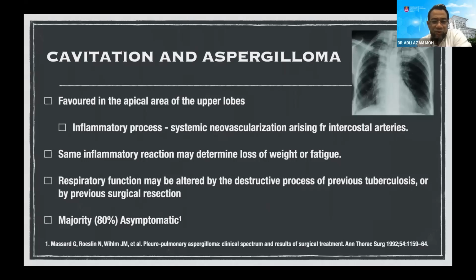And in all these patients, you also have some inflammatory reaction, which is significant, with loss of weight or fatigue. So we deal with patients not just with cavitation and aspergilloma, but patients who are preoperatively malnourished and have a high risk for major surgery. And of course, respiratory function may be altered by the destructive process of previous tuberculosis or by previous surgical resection. That's why in all these patients we have to really assess and evaluate the lung function and see how much lung we want to resect, and what is the expectation that we can observe postoperatively. And of course, the majority, 80% of the patients we have seen, can be asymptomatic, incidentally detected from chest X-ray or follow-up from other imaging.